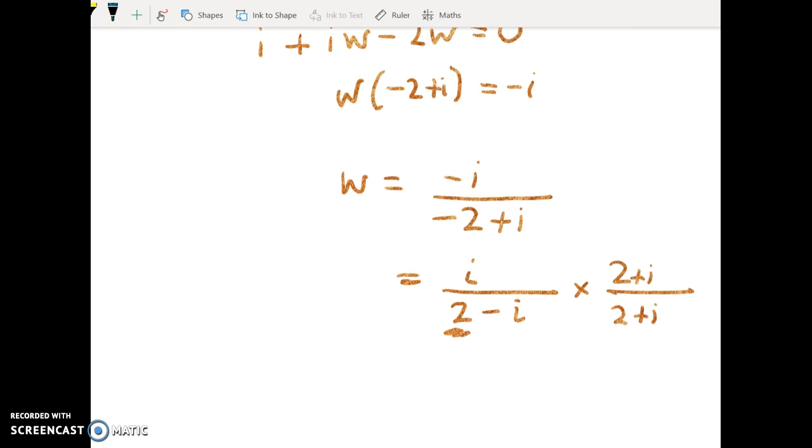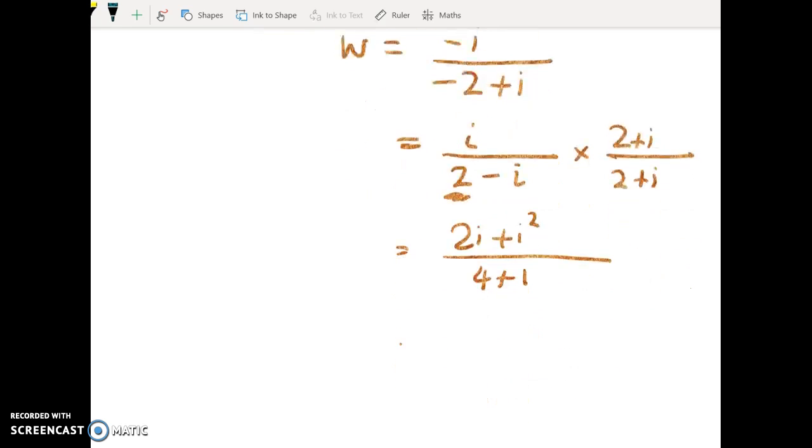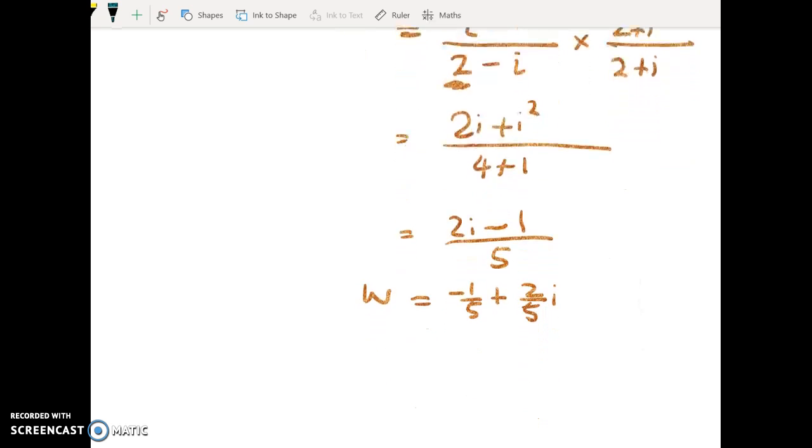Well, we'll times top and bottom by the conjugate of 2 minus i, giving me 2i plus i squared over 4 plus 1, which equals (2i minus 1) all over 5, and w is equal to negative 1/5 plus 2/5 of i. Okay, so we've got that.